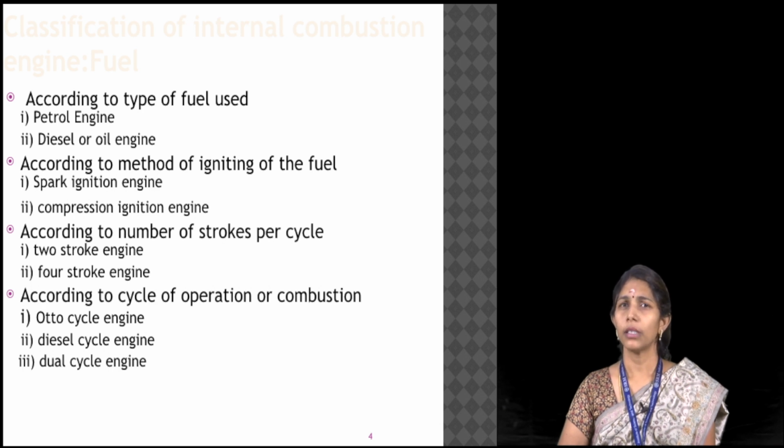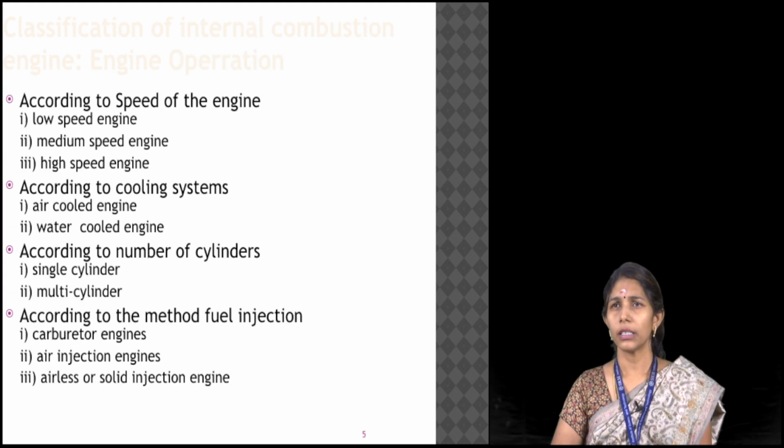Number of strokes can be 2-stroke or 4-stroke. Coming to the number of cylinders, we have single cylinder or multi-cylinder. Based on speed of the engine, we have low speed, medium speed and high speed engines. When we say medium speed, it is restricted to 1500 RPM. According to the cooling system, the engine can be either air-cooled or water-cooled.